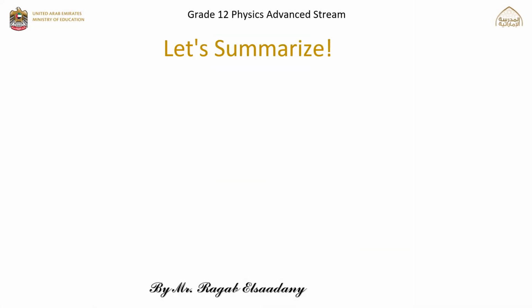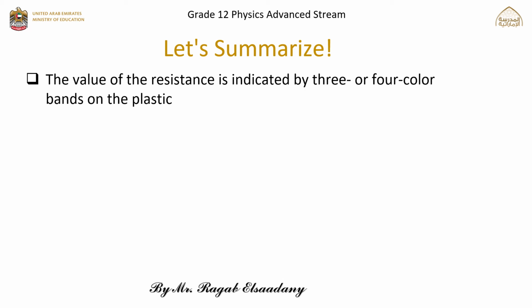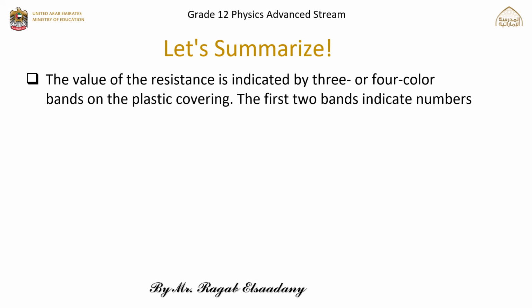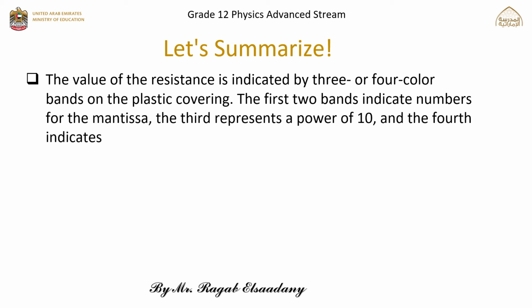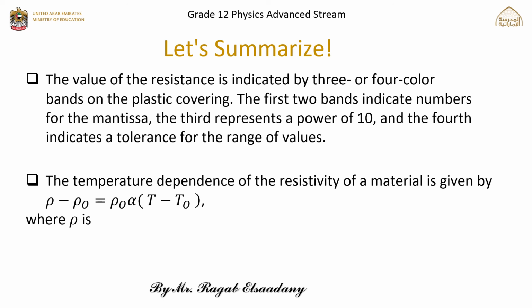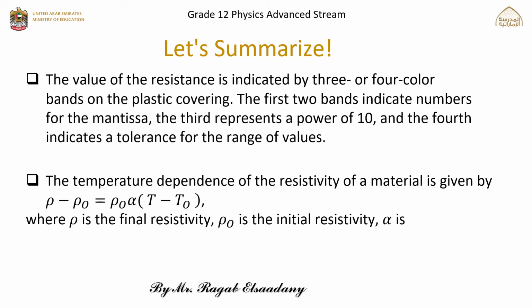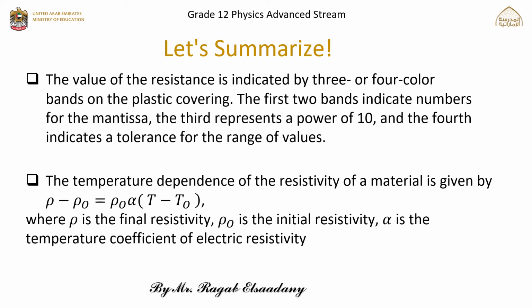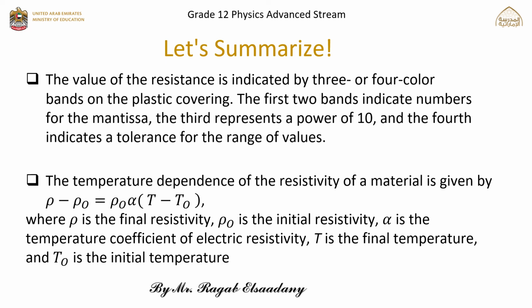Let's summarize. The value of the resistance is indicated by 3 or 4 color bands on the plastic covering. The first two bands indicate numbers for the mantissa. The third represents a power of 10, and the fourth indicates a tolerance for the range of values. The temperature dependence of the resistivity of a material is given by ρ minus ρ null equals ρ null alpha times (T minus T null), where ρ is the final resistivity, ρ null is the initial resistivity, alpha is the temperature coefficient of electric resistivity, T is the final temperature, and T null is the initial temperature.